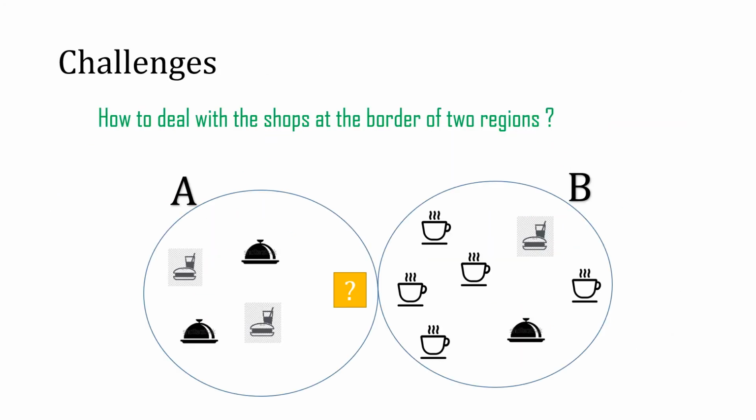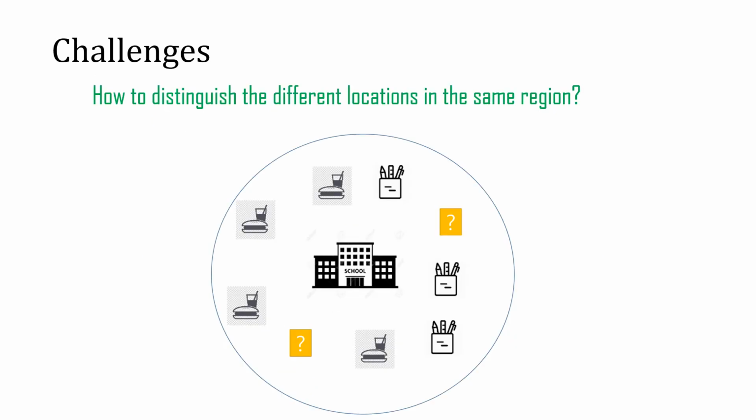But this kind of method meets some challenges. You might ask, how about the shops located at the border of two regions? In this case, the available place is in region A, but clearly it is closer to the coffee shops in region B. So this area might be a good area for coffee shops. Even if two locations belong to the same region, they may have totally different neighbor shops. It seems like this part is good for hamburgers, and this part is good for stationery.